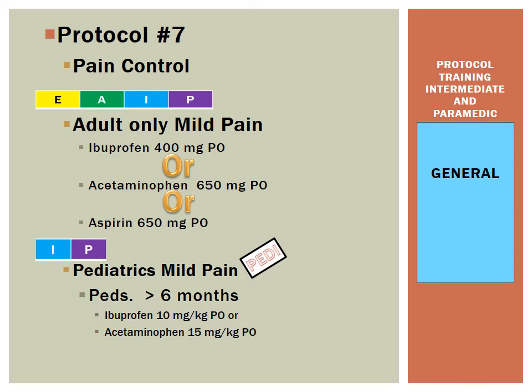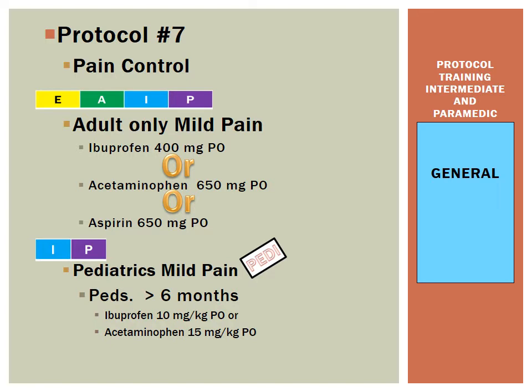Okay, let's take a look first at the first arm of pain management, pain treatment, and that is the PO medications. And you can use both arms of this protocol. You can use PO meds as well as IV, IO, IM, IN medications for pain management. So ibuprofen at 400 milligrams PO, or acetaminophen at 650 milligrams PO, or aspirin at 650 milligrams PO.